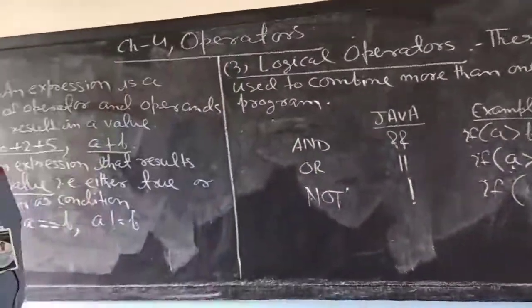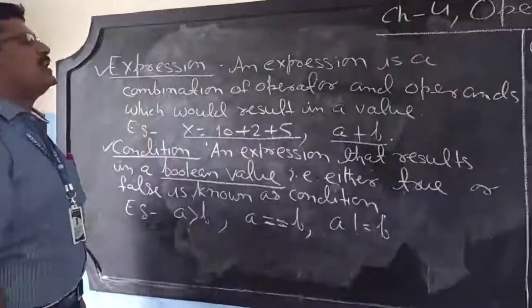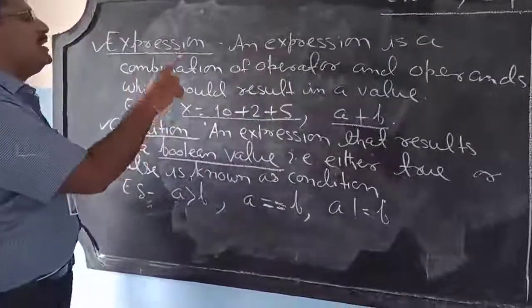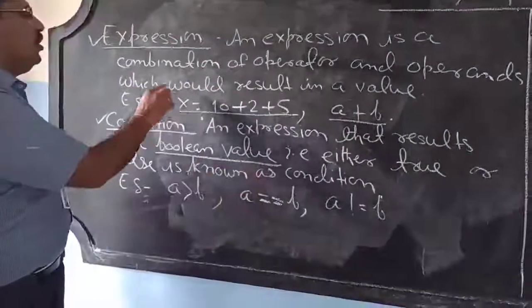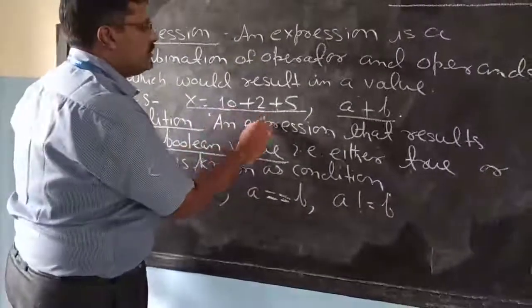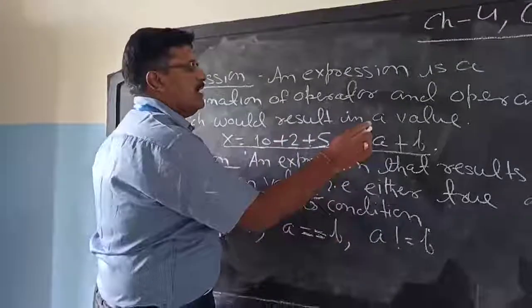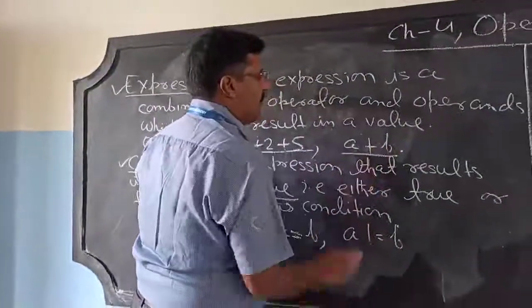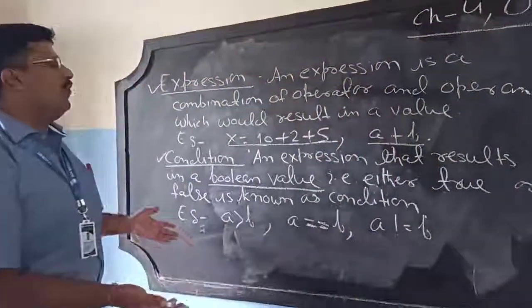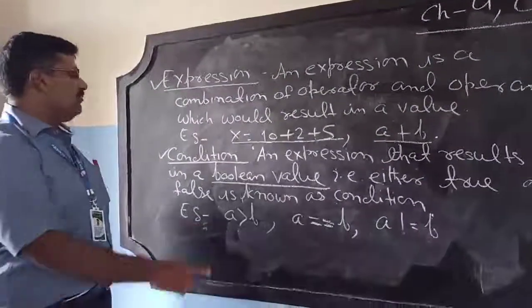So once again, today what have you learned? Today I have learned what an expression is. An expression is a combination of operators and operands which would result in a value. Like 10 is an operand, 2 is an operand, 5 is an operand, plus are the operators. A is an operand, B is an operand, plus is the operator, and when they are evaluated, it gives a result.